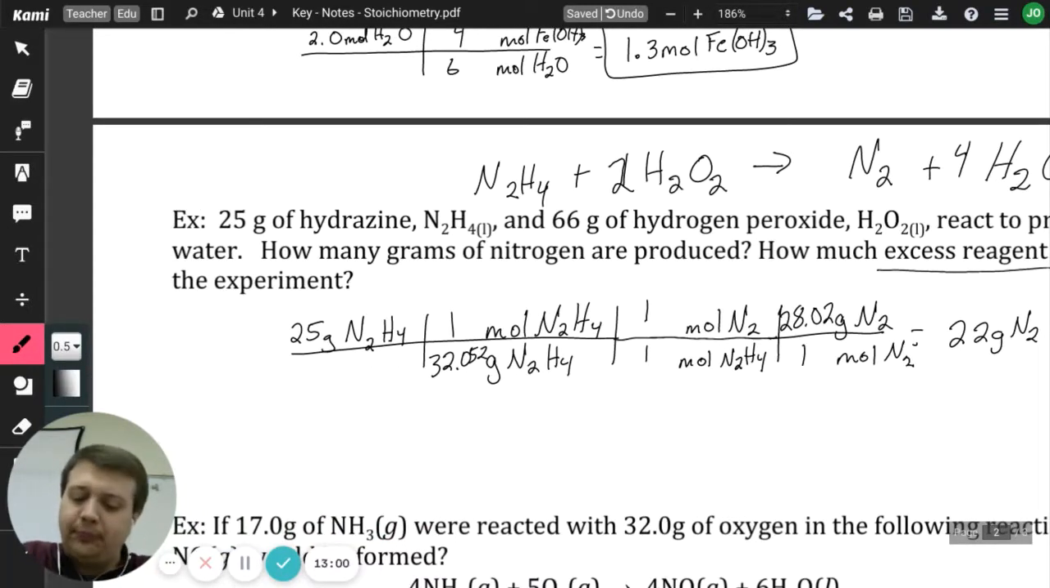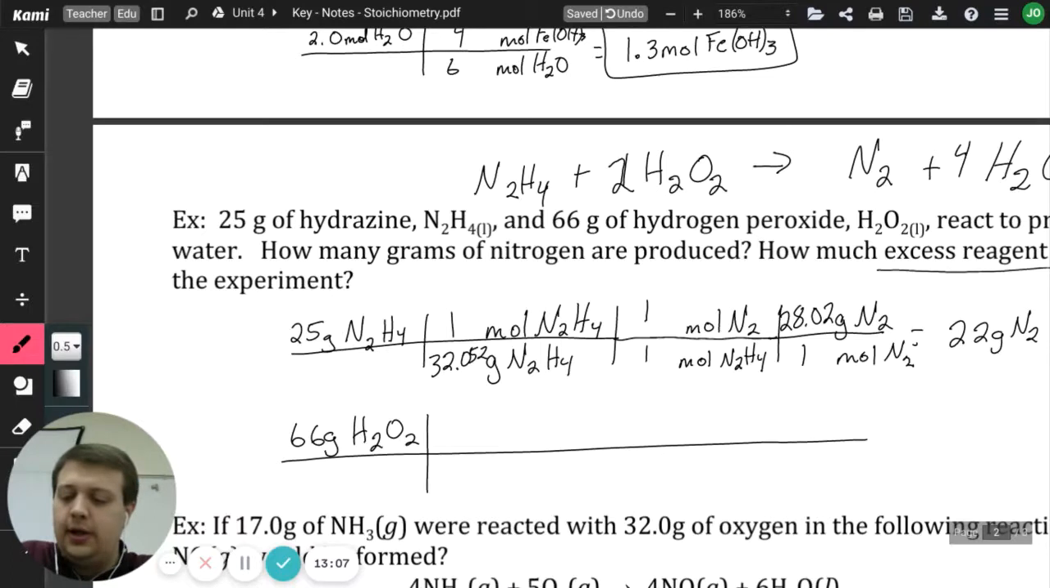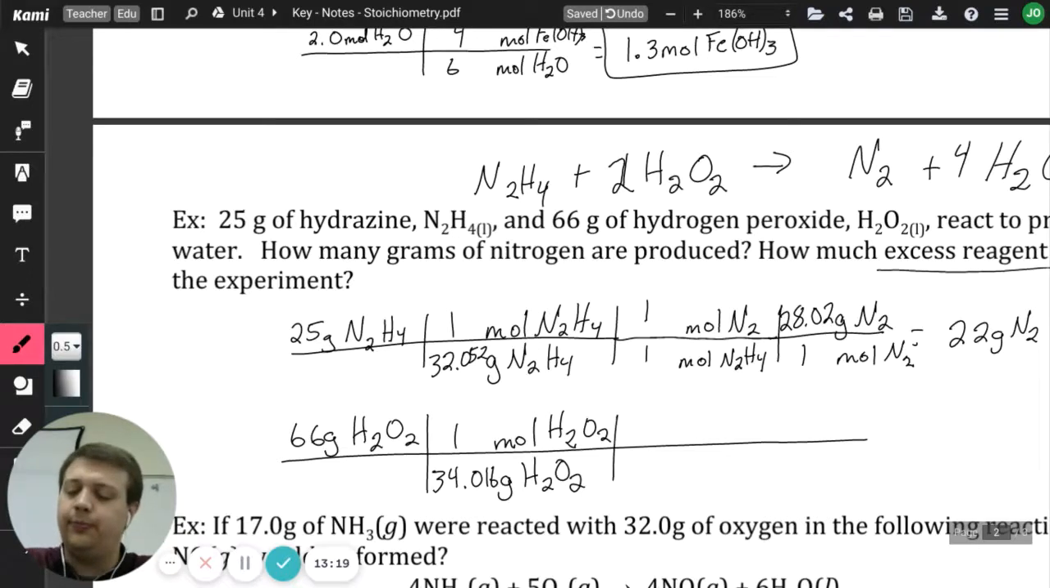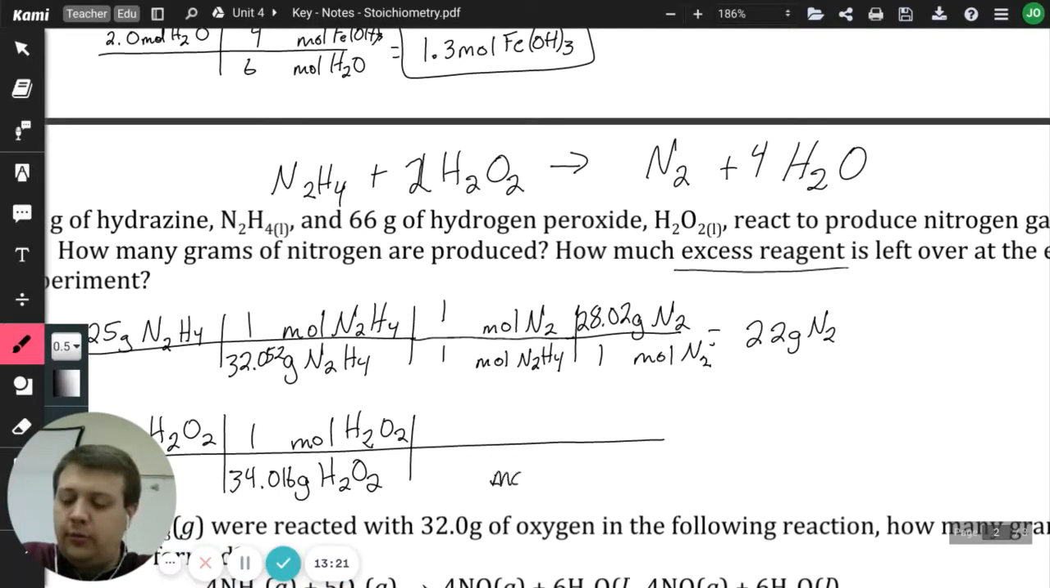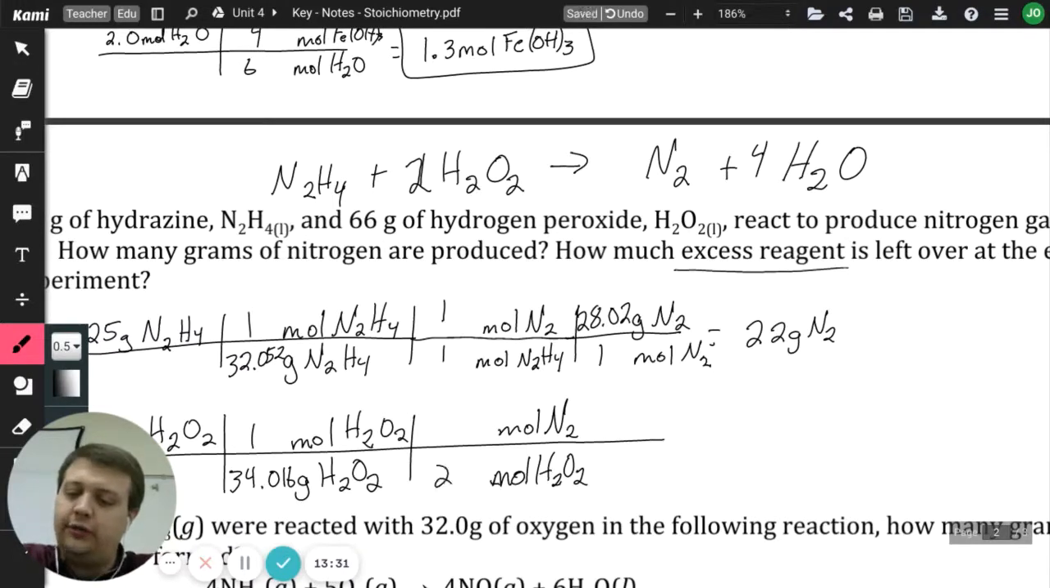Then we come back. I have 66 grams of H2O2. We're going to go from grams of hydrogen peroxide into moles. It's 34.016 grams for every 1 mole. Then we go from moles of H2O2 into moles of N2. We're going to do that using our ratio. We're going to have 2 H2O2 for every 1 mole of N2.